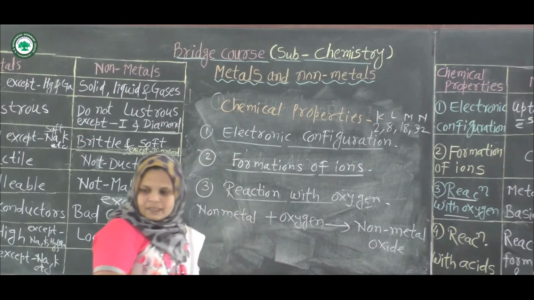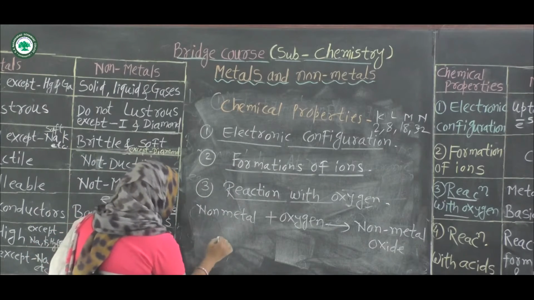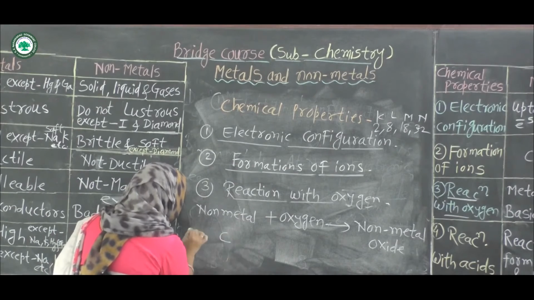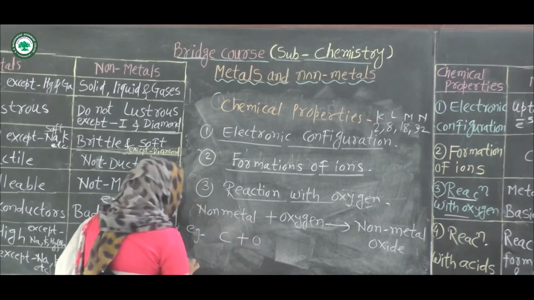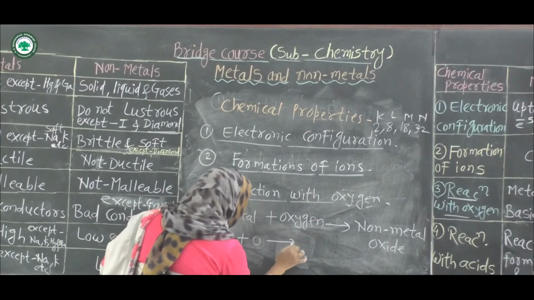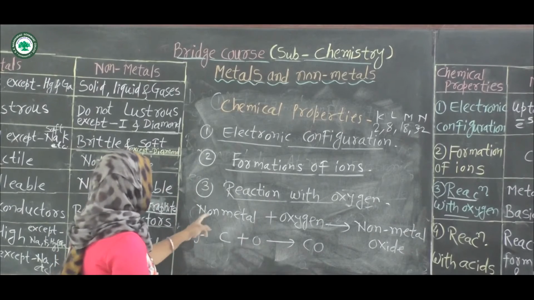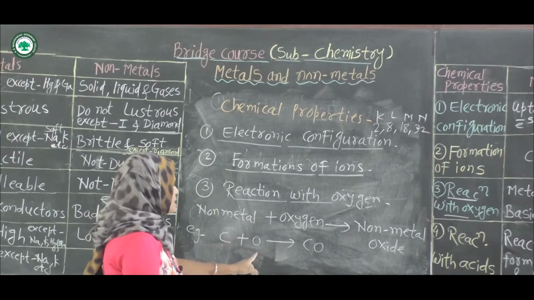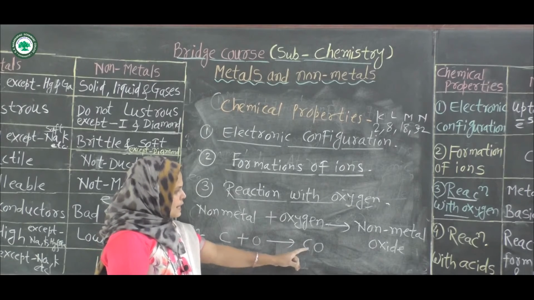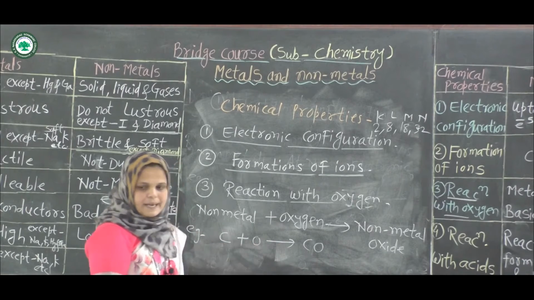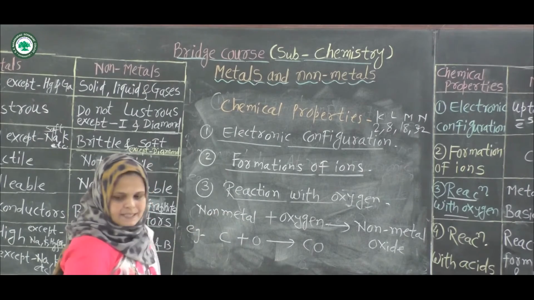Non-metal oxide, we see, for example, carbon. We know that carbon is a non-metal, and it reacts with oxygen, 1 mole of oxygen atom, to form carbon monoxide. Carbon, a non-metal, reacts with oxygen to form carbon oxide. Carbon monoxide is a non-metal oxide, and non-metal oxides are acidic in nature.